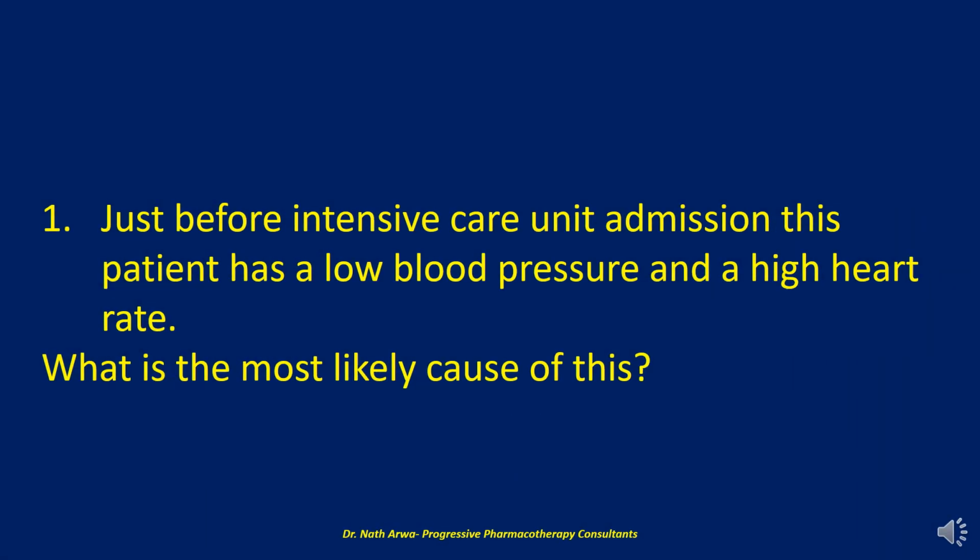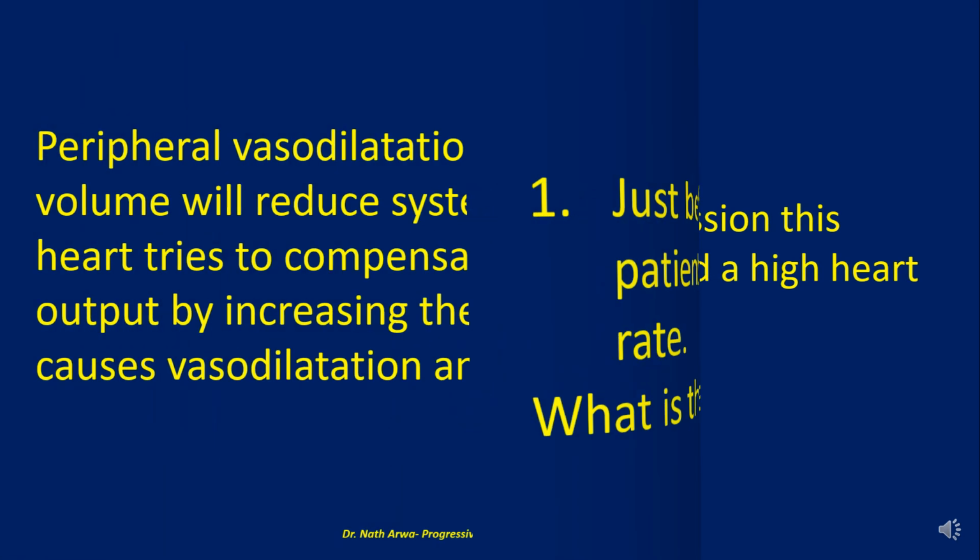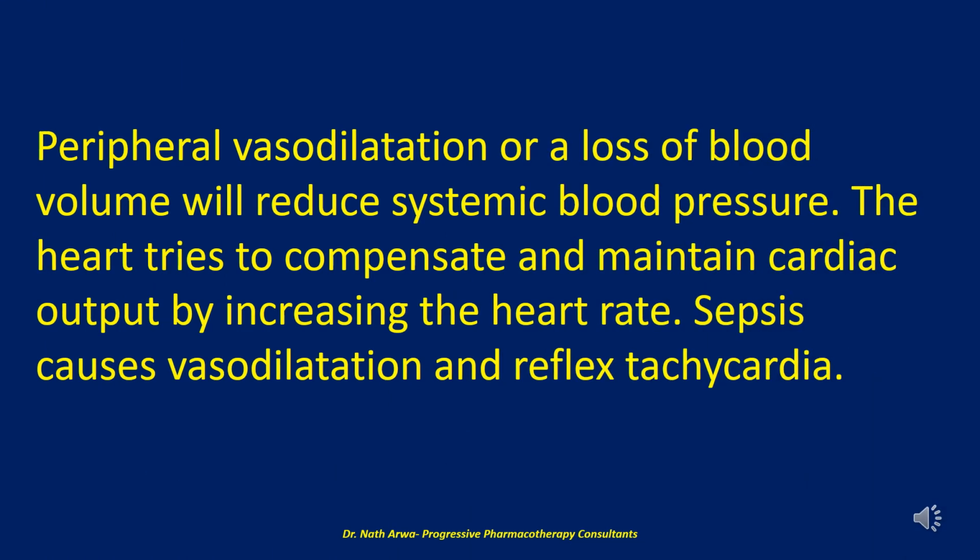Question 1 reads, just before intensive care unit admission this patient has a low blood pressure and a high heart rate. What is the most likely cause of this? Peripheral vasodilatation or a loss of blood volume will reduce systemic blood pressure. The heart tries to compensate and maintain cardiac output by increasing the heart rate. Sepsis causes vasodilatation and reflex tachycardia.